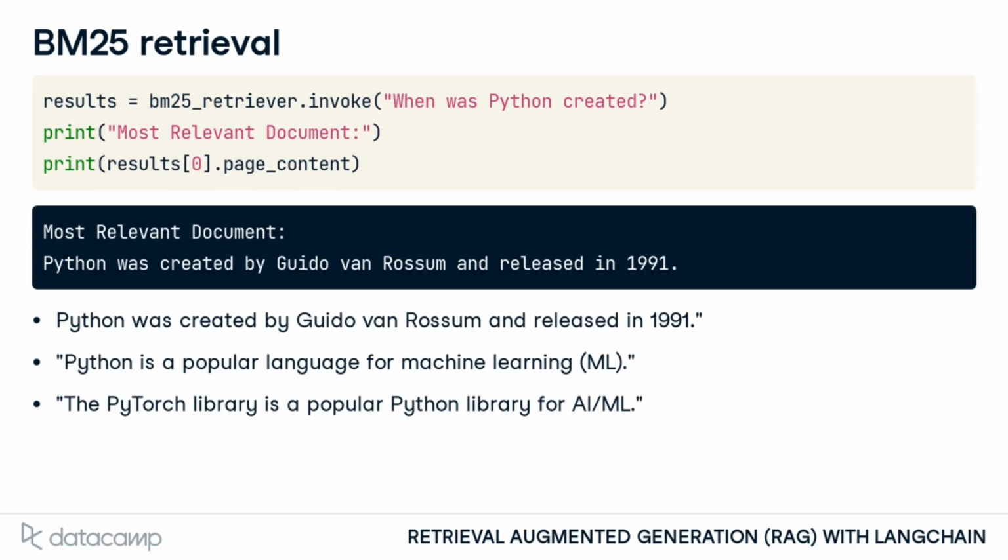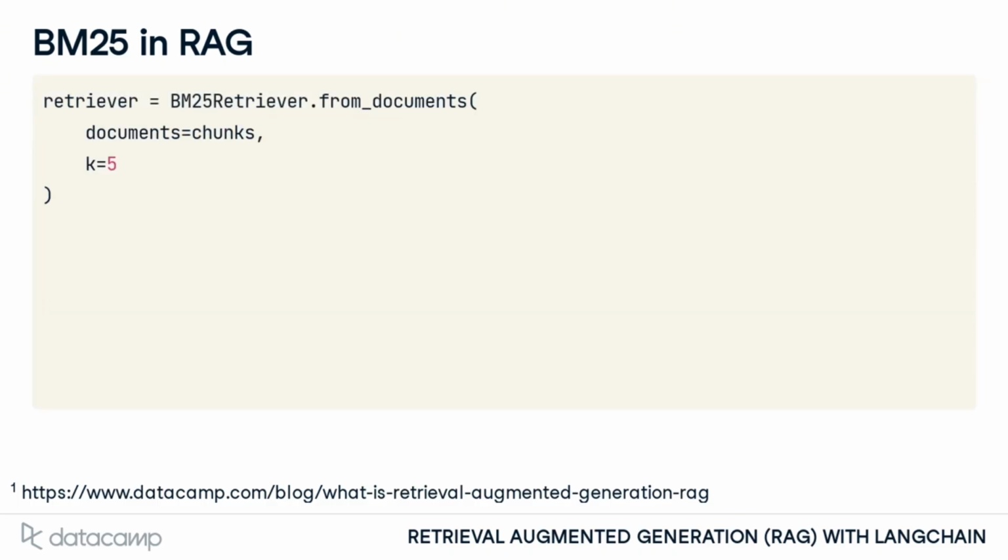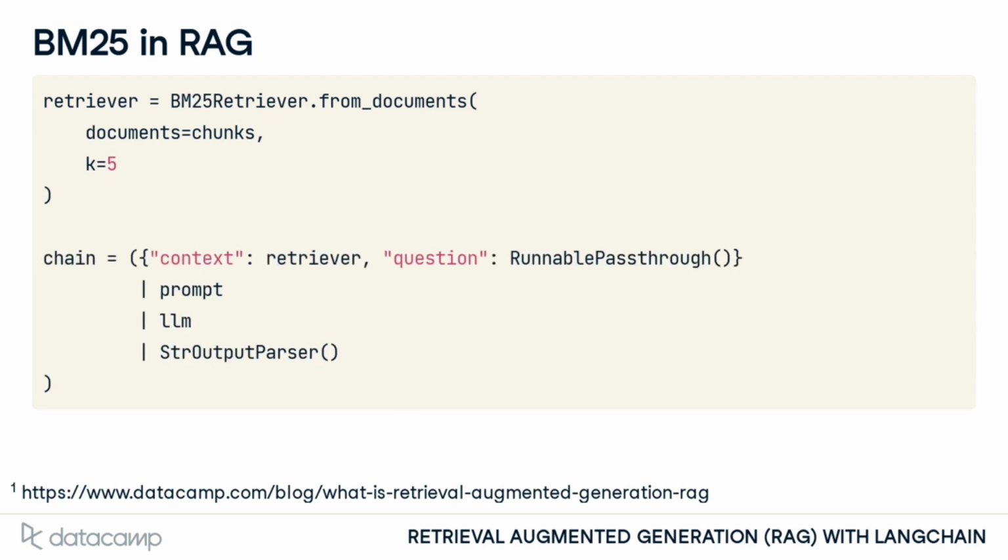Now that we've tested out the BM25 retriever, let's integrate it into RAG. We'll create a RAG system to integrate a DataCamp blog post on RAG with an LLM. The first step is the same as before, but using the .fromDocuments method as we're dealing with document chunks and not strings this time. Then we use the same LCEL syntax as a standard dense retrieval RAG to integrate the retriever with a prompt template and LLM.